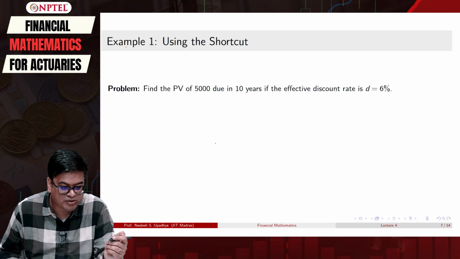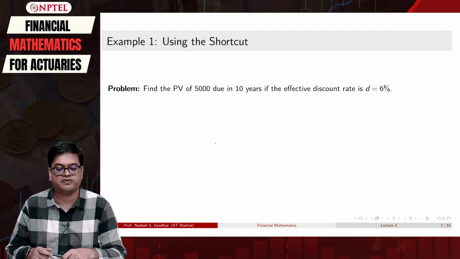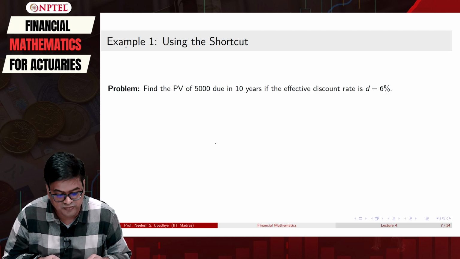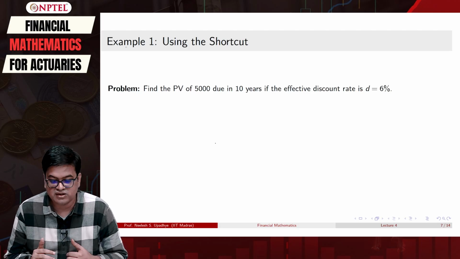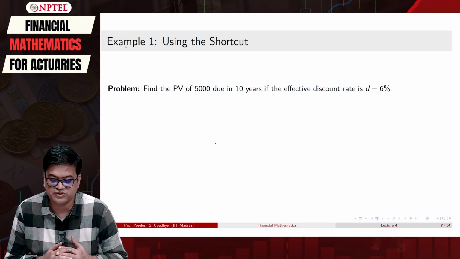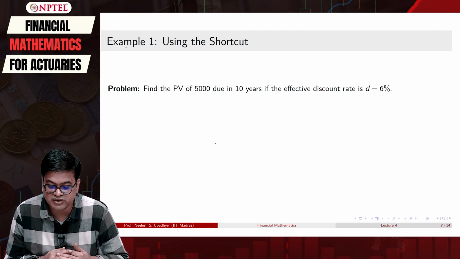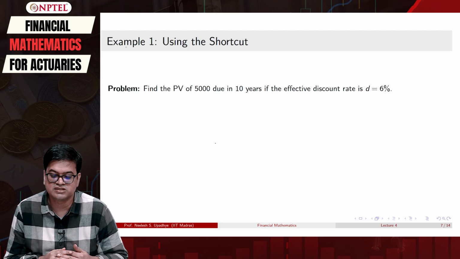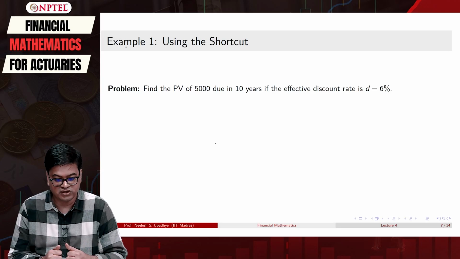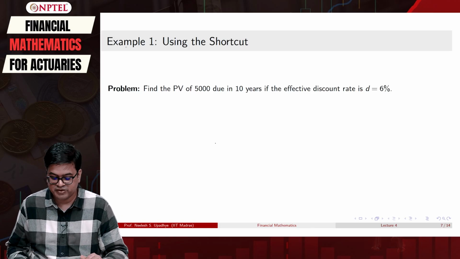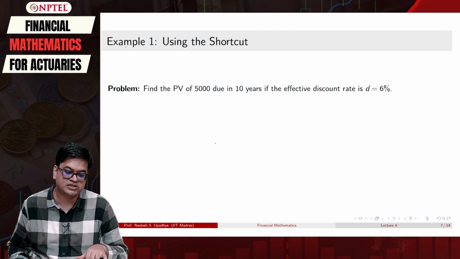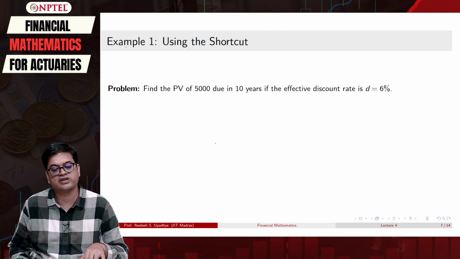So here is a problem where I am asked to find the present value of 5000 which is due in 10 years. So after 10 years the valuation is going to be 5000 if the effective discount rate D is 6%. How will you solve this? Okay, so let us understand the problem first. The 5000 valuation that you are seeking is going to happen in 10 years.